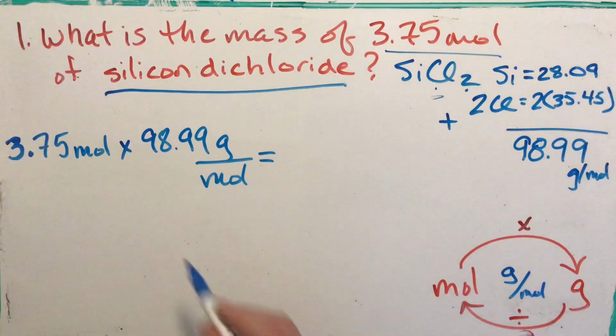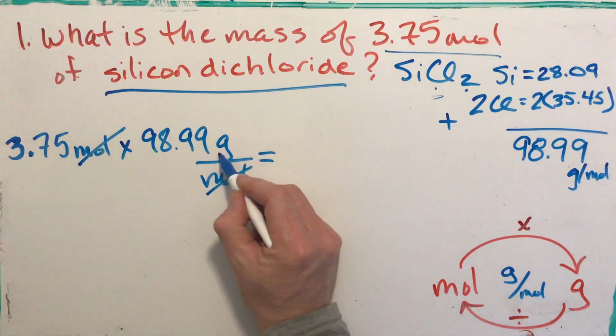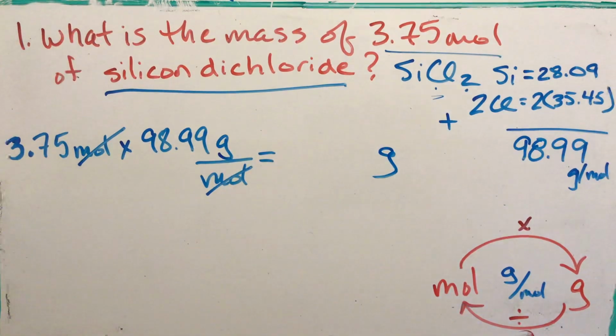When I multiply, moles on top and moles on bottom cancel, and the only unit I have left is grams. Grams will go right there. The moles are gone. They reduce to 1. And then I put that in my calculator. 3.75 times 98.99 equals 371.21.